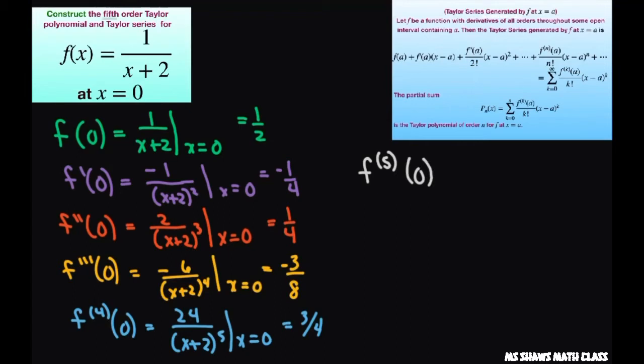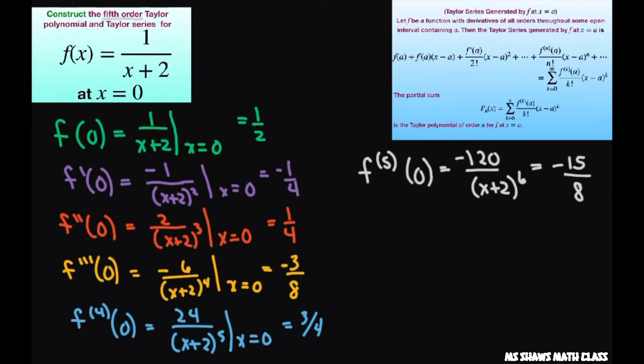And finally, our fifth derivative, that's what it means by the fifth order. So that's going to be -120 divided by x plus 2 to the 6th. And when you evaluate it at 0, we're going to get -15 divided by 8.